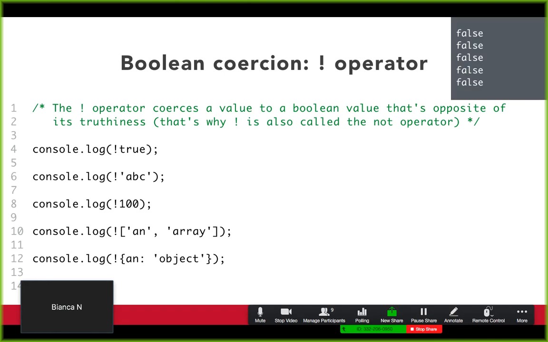And in fact, all of these console log out false because all of these, without the bang, are truthy values, right? These are all values that if I had to convert it into a Boolean, I would get back true.